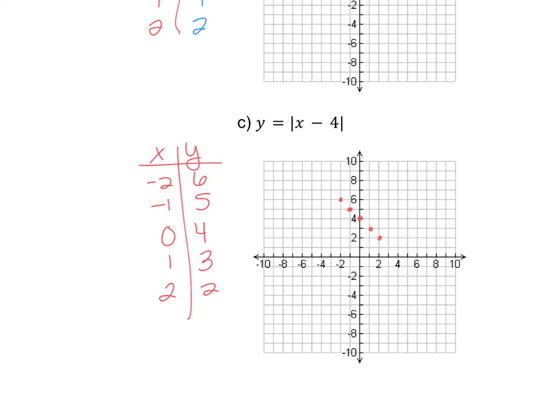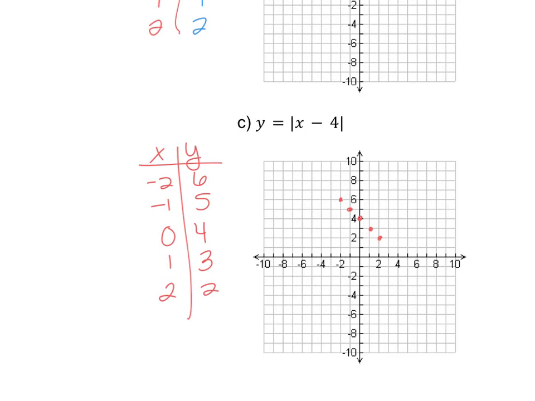Okay, we have a problem. Do you see the problem? Well, the problem is this should look like a V, and it looks like it's a line. So I guarantee you there's going to be at least one person in your class that will, on your test, graph an absolute value like this. Don't be that person, okay? Absolute values are always in a V.